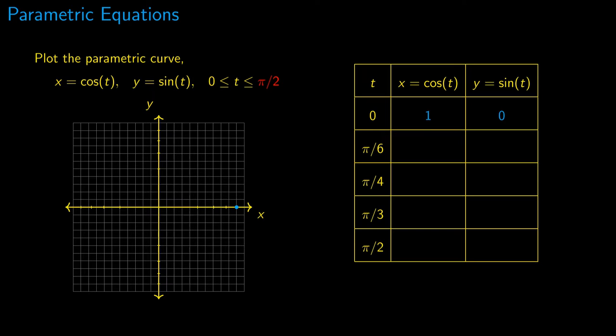And if we start with t equals 0, we just plug that value into x and y. So x is going to be cosine of 0, which is just 1. And y is sine of 0, which is 0. And so we plot that point here in blue.